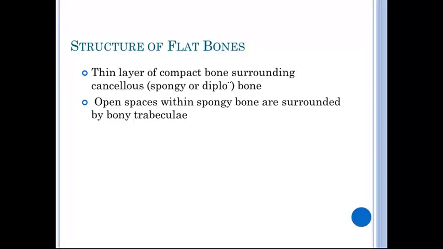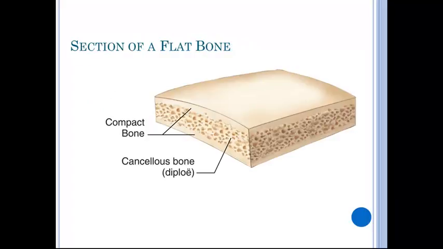Structures of the flat bone. There are thin layers of compact bone surrounding the cancellous bone. Open spaces within the spongy bone are surrounded by bony trabeculae. The trabeculae I think of as support beams for the actual bone. So here's a picture of our flat bone. We have the cancellous bone in the middle, and then the compact bone surrounding it to create that flat surface.